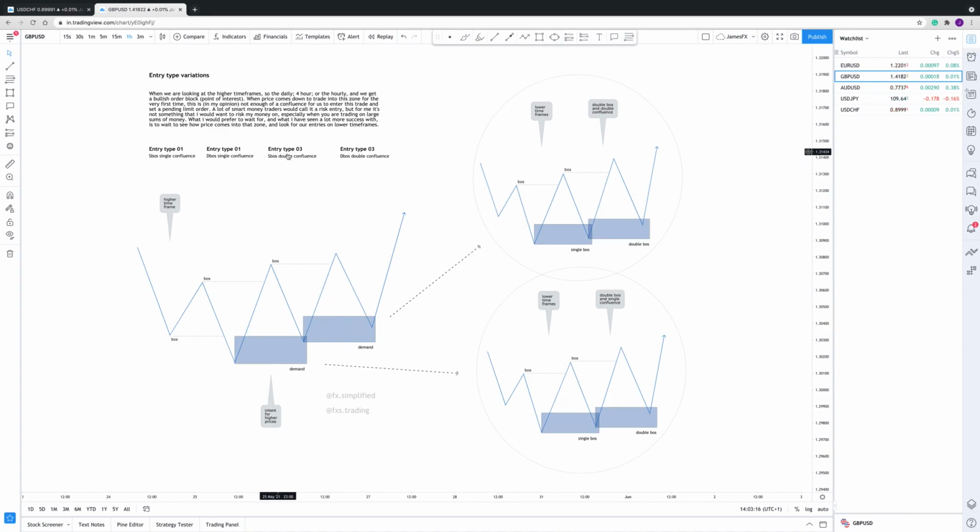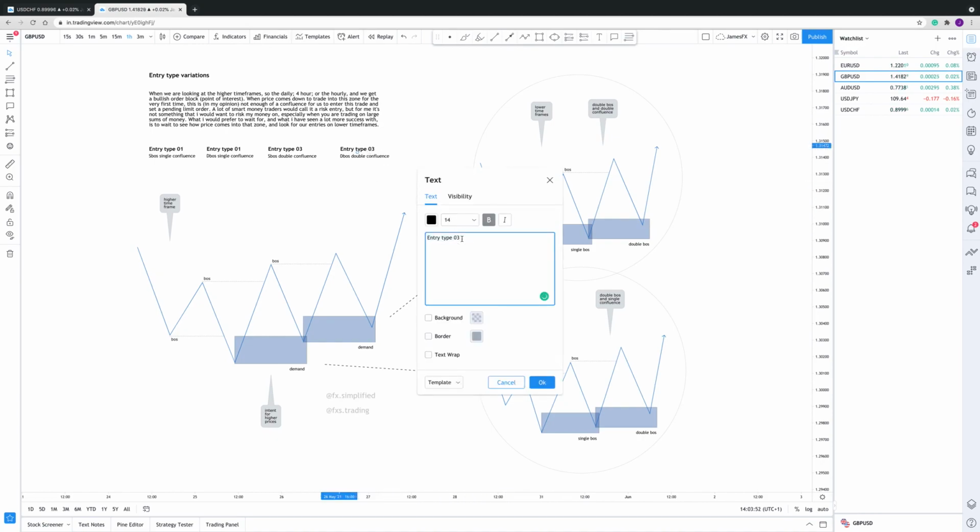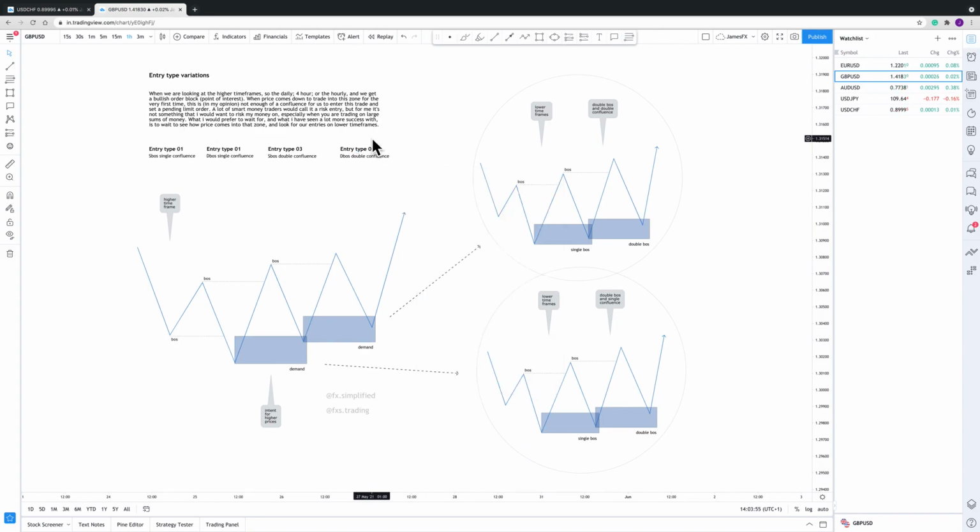Now getting back to this third entry, we have a break in structure, so a second break of structure on our hourly time frame. So this is our double confluence, because this is our second demand level. So we're just seeing more confluence for price to continue. Now this area here, this zone here, this is what we want to see for the trade to meet our entry rules, okay? Now I've just realized I haven't changed that. So that's number 4. Okay, so 1, 2, 3, 4. Okay, cool. So entry type 3 is up here, okay?